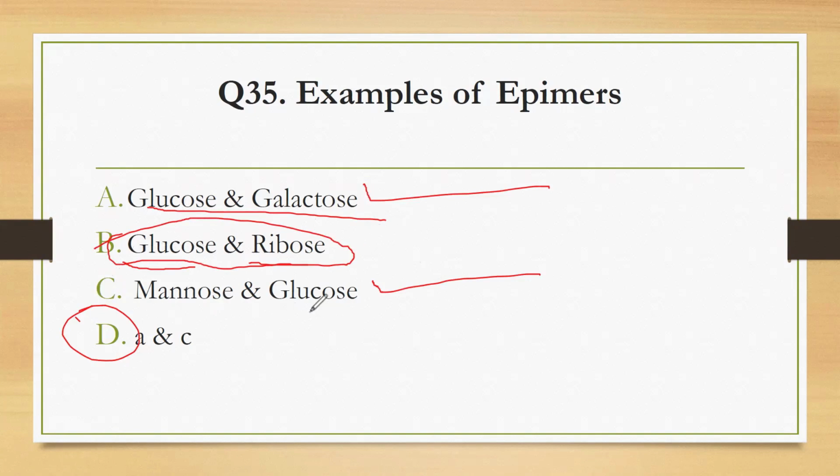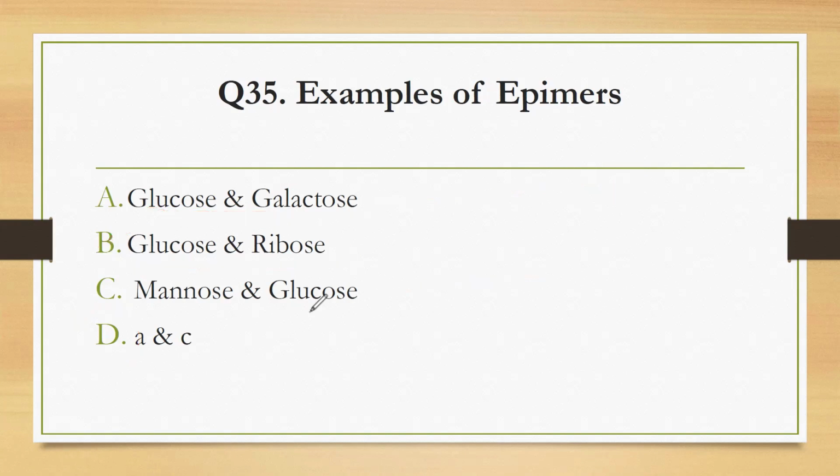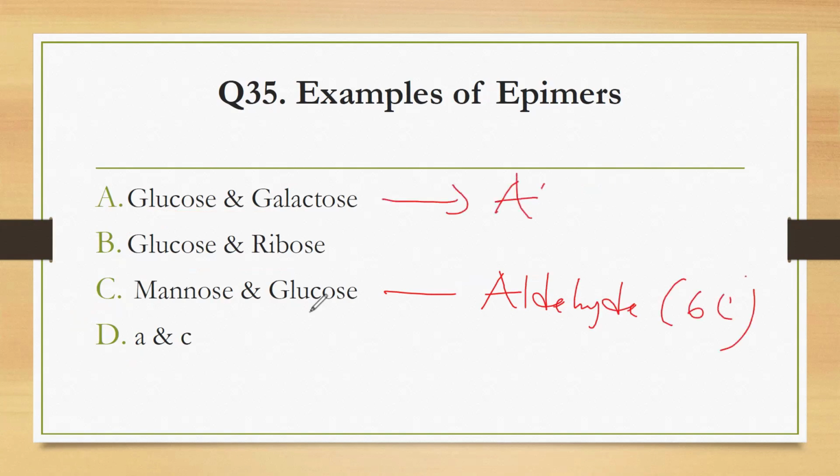They all have the same functional group, aldehydes. This one has an aldehyde with 6 carbons, all of them. The only difference is the change in the orientation of the OH group. So the answer to this is D.